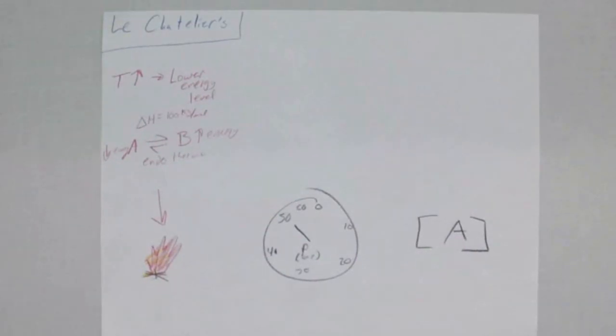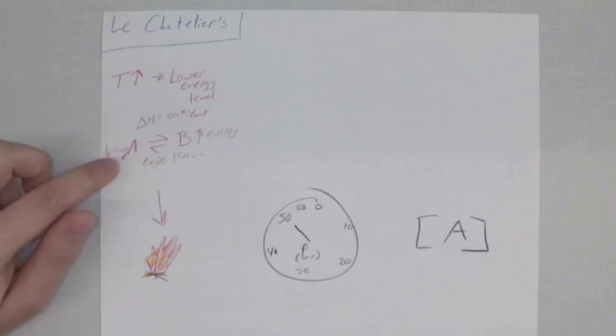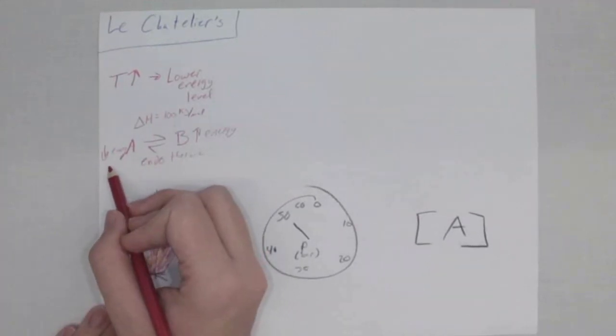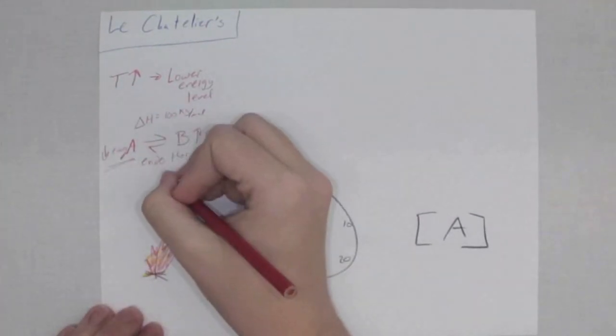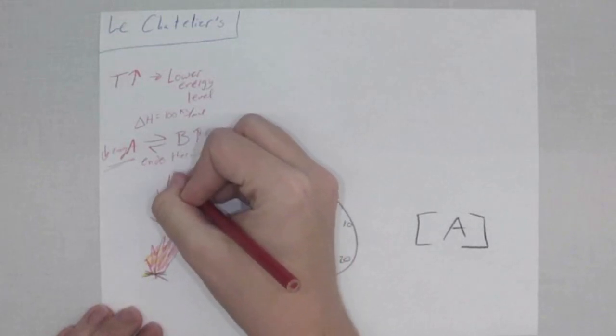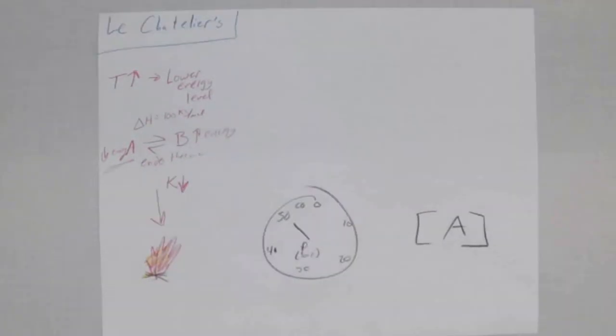So back to Le Chatelier's principle, if we take T and crank it way up, we're going to want to go to the side with the lower energy level, which would be our reactant side, our A. So that means our K value for this reaction would drop. Another thing we can look at with Le Chatelier's principle is pressure.